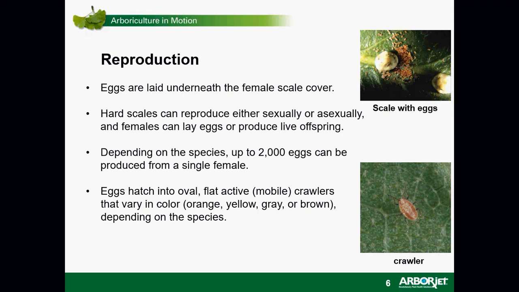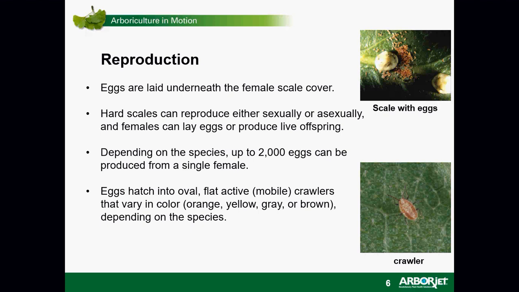Moving to reproduction, the eggs are laid underneath their shell, and upwards of 2,000 eggs can be laid, as you can see in that upper right-hand picture. The hard scales, and I'll get into the hard and soft scales in a little bit, can reproduce either sexually after mating or asexually if they don't find a mate. Usually asexually they'll be producing more males and eventually females. Sexually, the sex ratio is largely to the female, but there are a fairly large number of males produced.